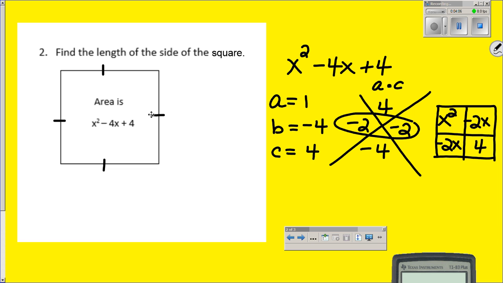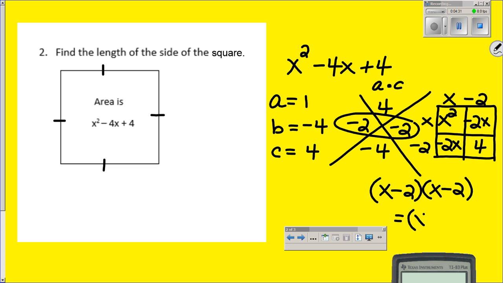In our top column, GCF of x. Remember, we factor out the leading sign, so we need to factor out a negative, and 2 and 4 are both divisible by 2. In our top row, our GCF is x. And our bottom row, our GCF is negative 2. So our two binomials are x minus 2 times x minus 2, or we can simplify this to x minus 2 squared. So a side length of the square is x minus 2.